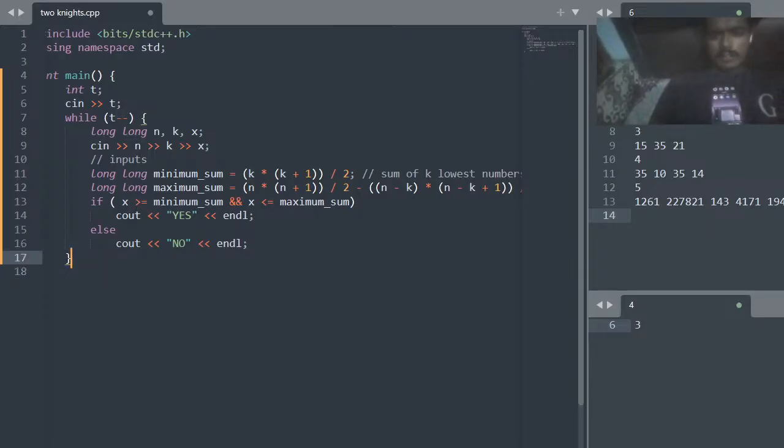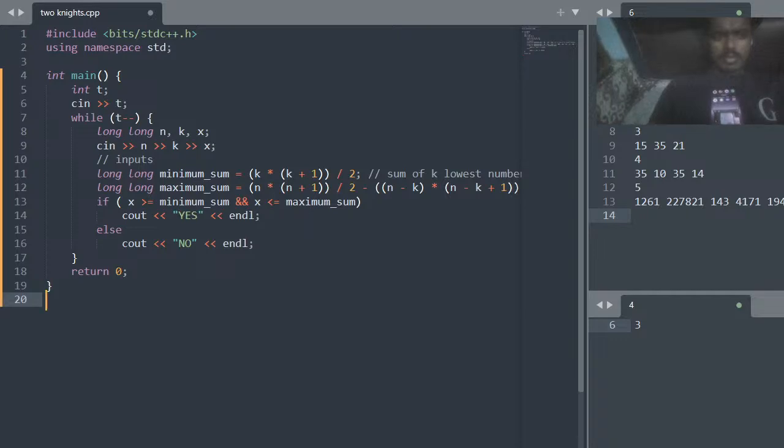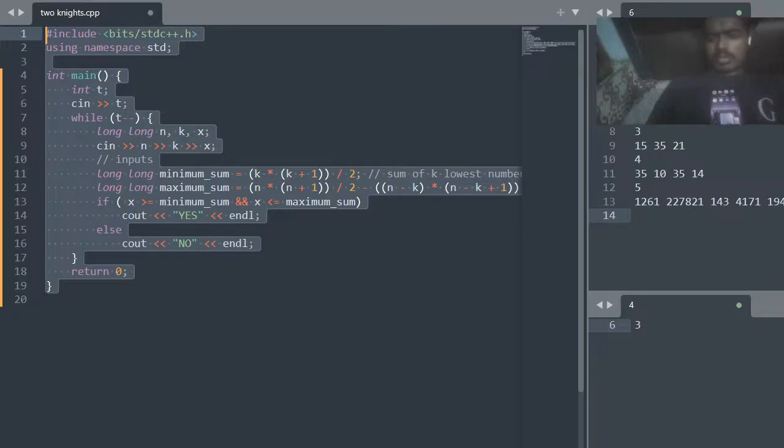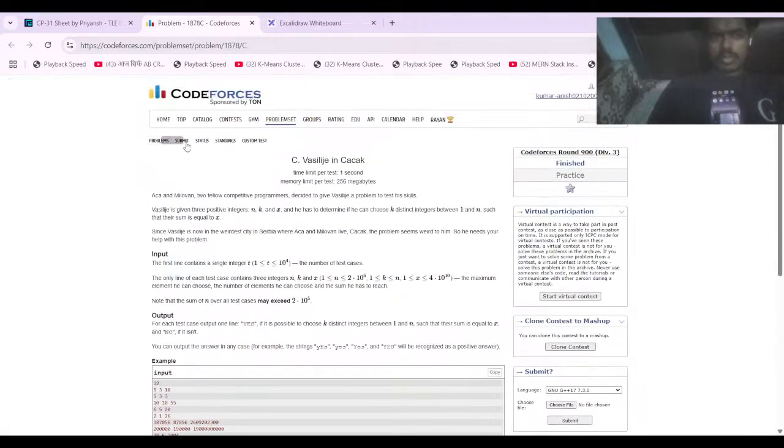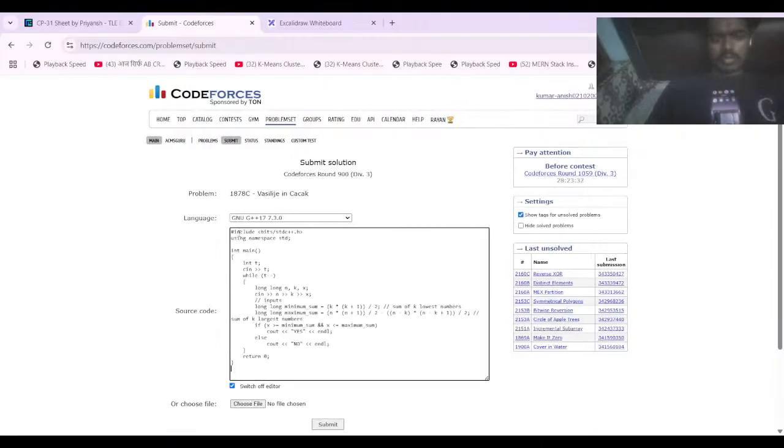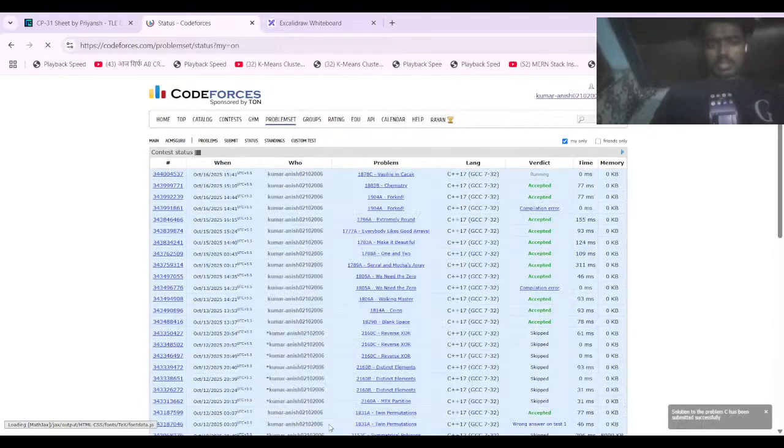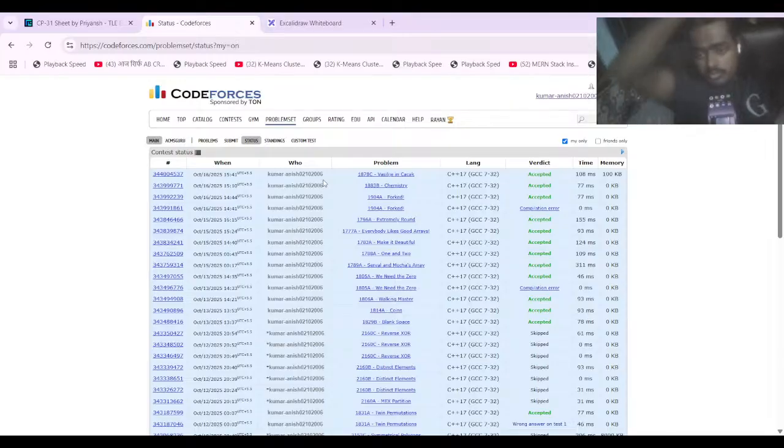Hold on guys. Let me copy this code. Right, so to submit the code, so now it is accepted, right? So this happened, guys.